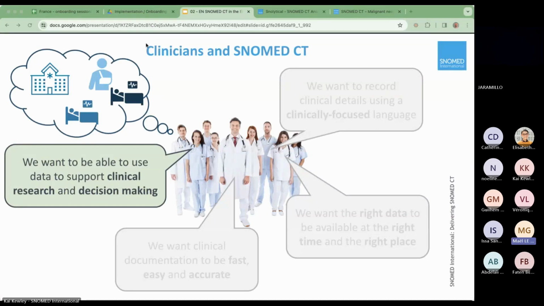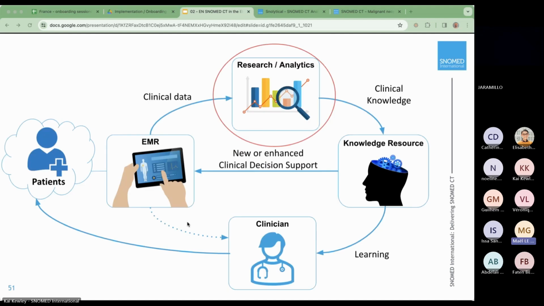Okay, hopefully you can see my screen. I'm going to talk about how SNOMED CT can support clinical research, and in turn, that can support decision making. So coming back to our ideal cycle of data and knowledge, we're going to dive into how SNOMED supports queries and data analytics as a foundation for research.